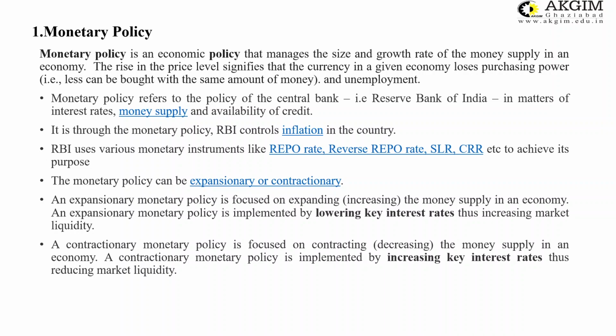So it is like a tool in the hands of the government. If they feel there is more need of money supply in the economy, they sometimes take decisions which help in expanding the money supply into the economy, and vice versa. So let us discuss in detail the four important monetary instruments that are available with RBI to balance the money supply in the economy.